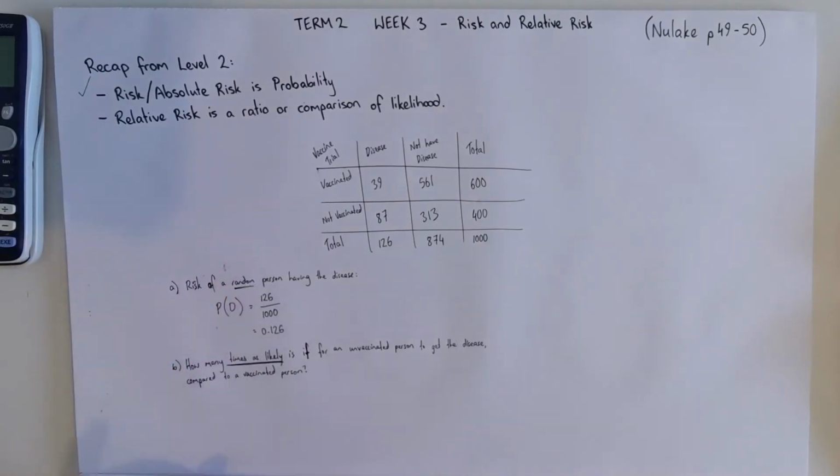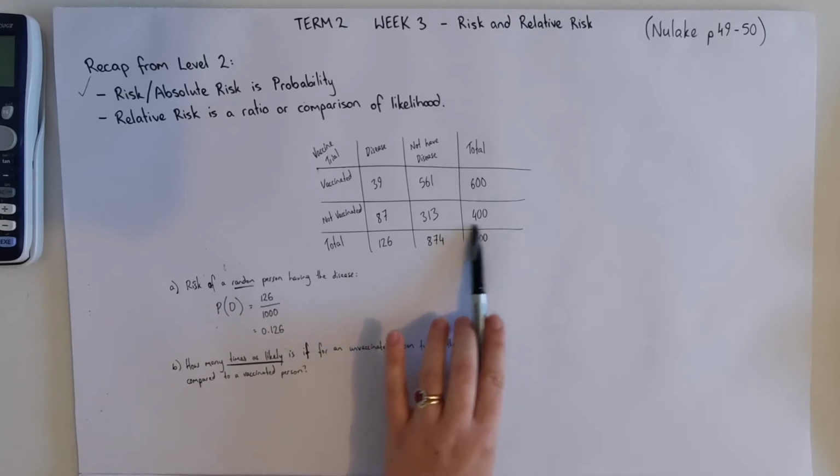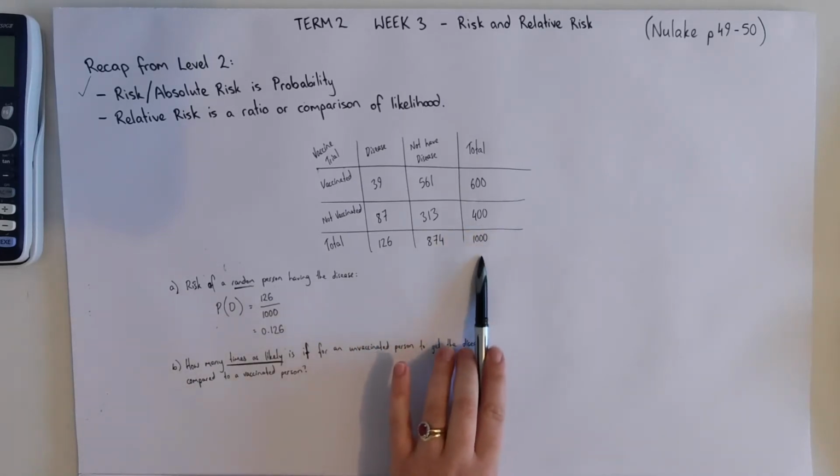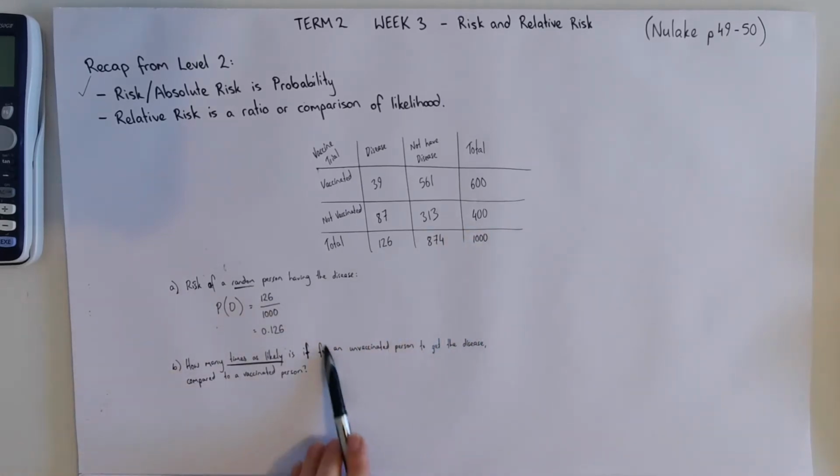This is when you are comparing two individual risks. So we need to pull out some specifics from the question. First of all, we need to find the probability that an unvaccinated person has got the disease. So we've limited our sample space not to our 1,000, but just to look at the unvaccinated.